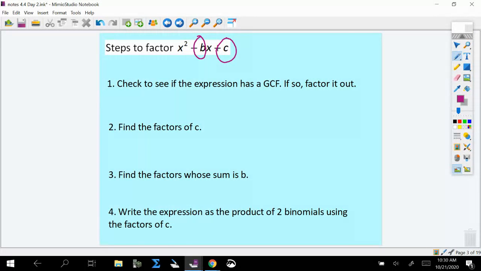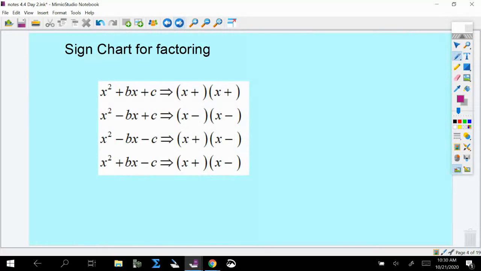Sometimes you're going to think of it on the first try. Sometimes you might have to go through several options to get there. Once you have that, you're going to write it as the binomial of these two binomials being multiplied together. We call it FOIL factoring or undoing the foiling. Something you should have done a lot in Algebra 1.